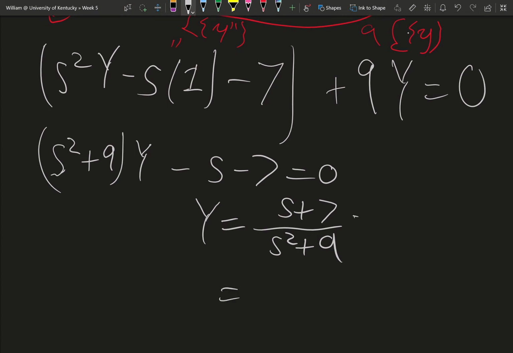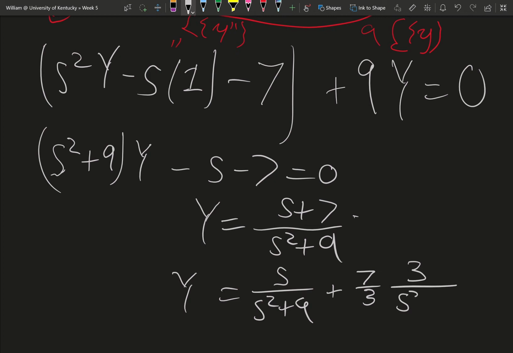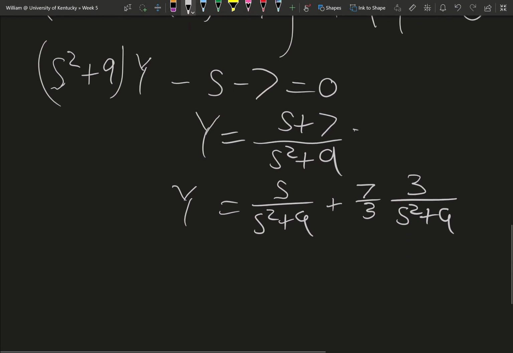So we'll split it up once more: s over s squared plus 9 plus 7/3 times 3 over s squared plus 9. And this is necessary because, looking back up, this is the Laplace transform of sine of 3t.